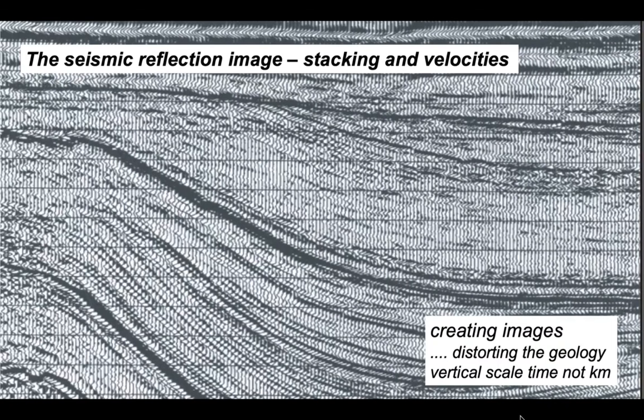The geology that they appear to show is distorted. One of the principal reasons for the distortion in seismic images is that the vertical scale is not generally in kilometres, it's in time. And that time is the time it takes for the seismic signal to leave the source, go down to a reflector and echo back to the Earth's surface. Well, let's see how this plays out.